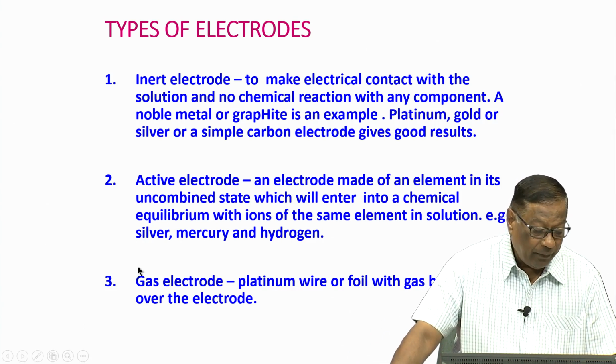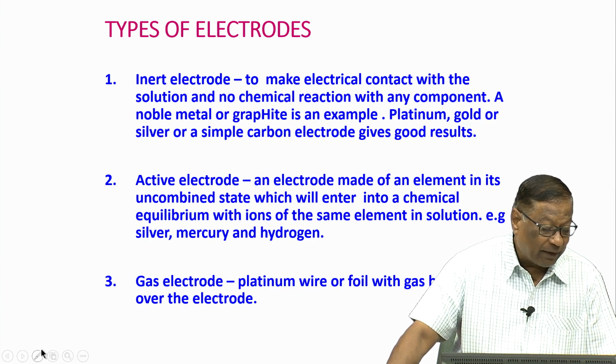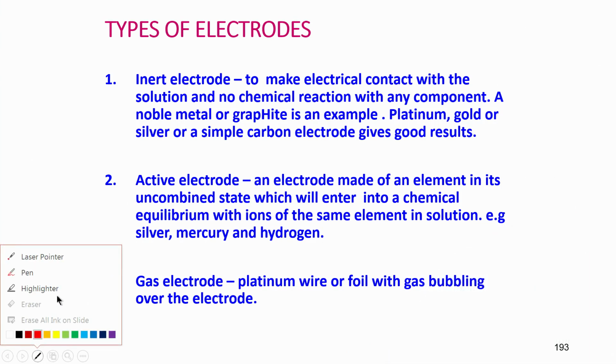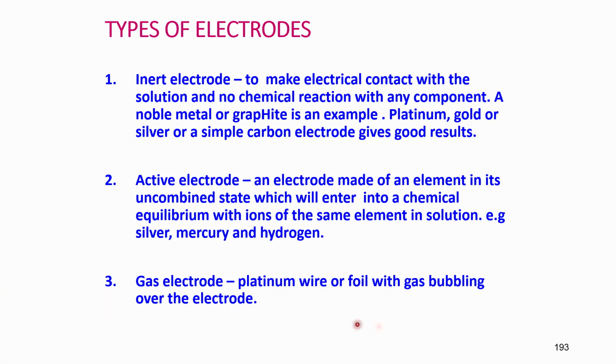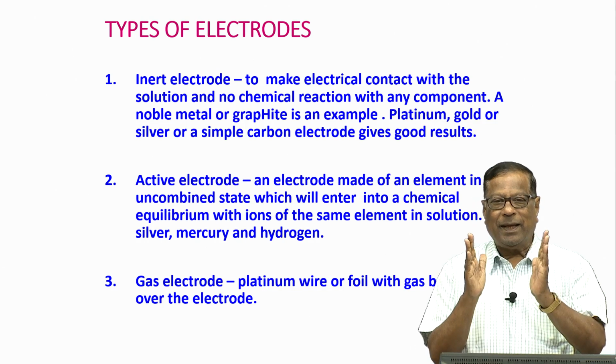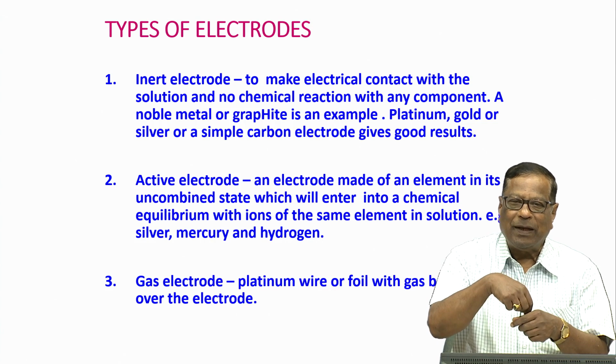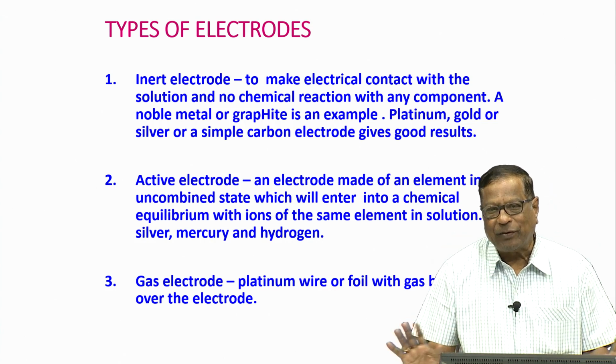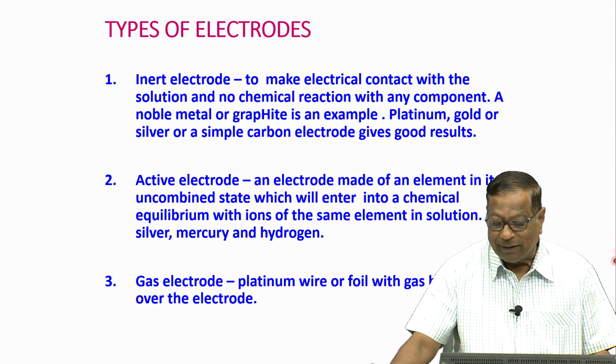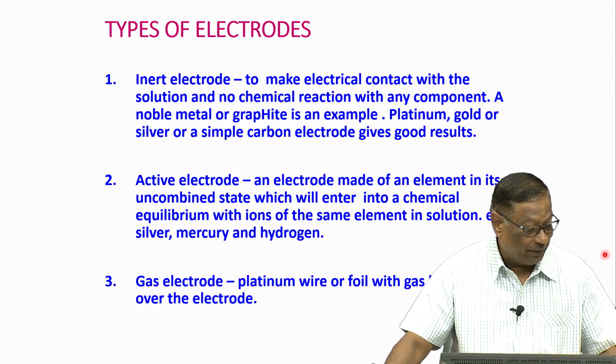Then we have the gas electrode. What is a gas electrode? A gas electrode is nothing but a small platinum wire or a foil with gas bubbling over the electrode. Okay. So, what I do is, normally I take a beaker, put a platinum electrode, and bubble the gas through that, that is all. There is nothing very special about a gas electrode.